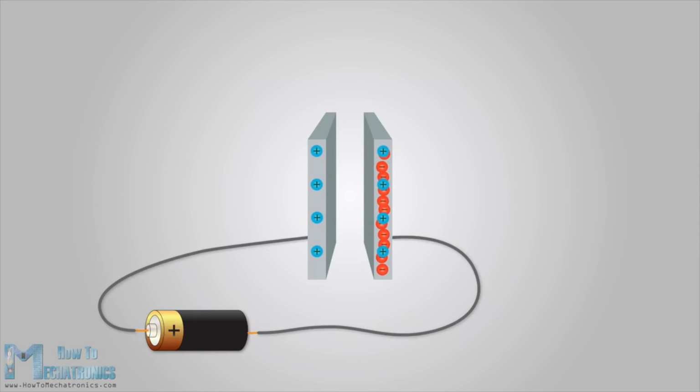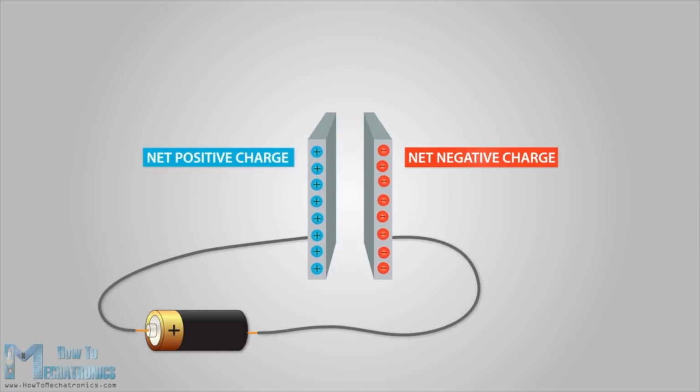The first plate has developed a net negative charge and the second plate has developed an equal net positive charge, creating an electric field with an attractive force between them, which holds the charge of the capacitor. Let's take a look at how the dielectric can increase the capacitance of a capacitor.